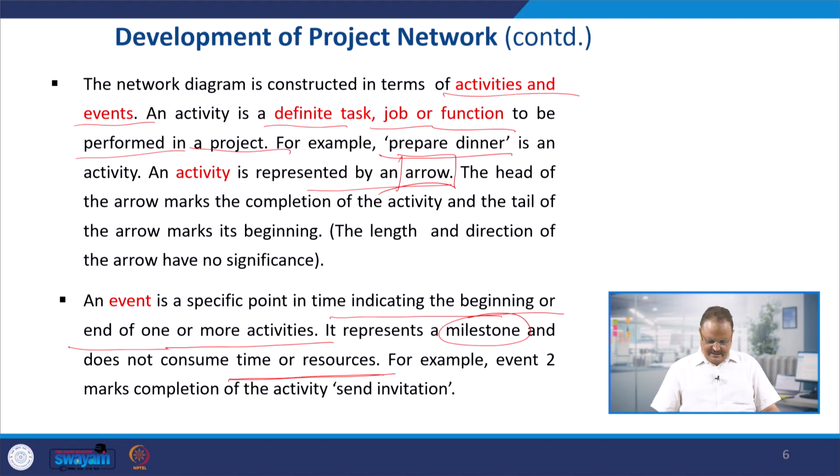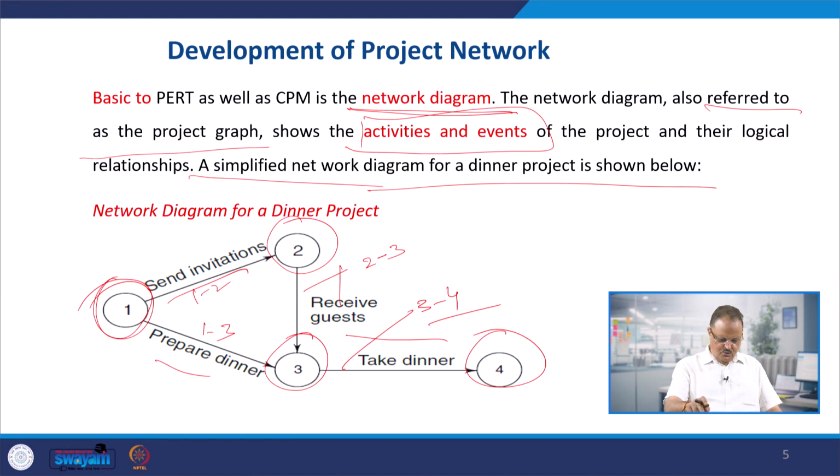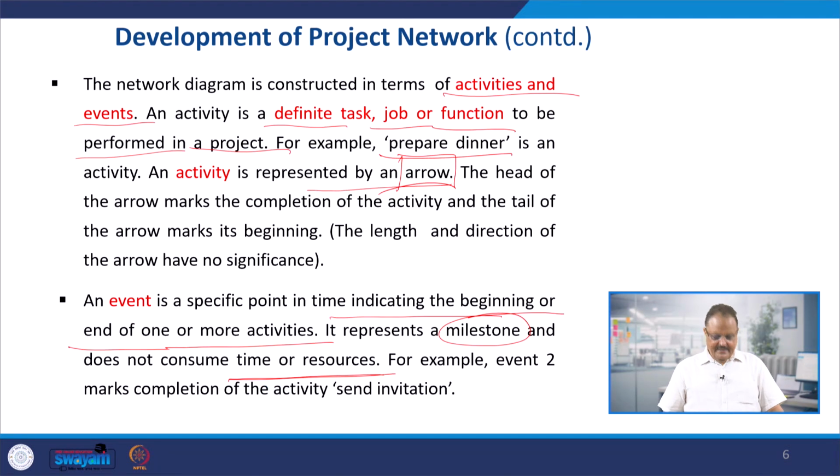For example, in our dinner project, that is event 2, right? When you talk about event 2, it means we have already completed the invitation sending. So we started with event 1, and at event 2 we completed the sending of the invitation. So event 2 marks the completion of the activity, send invitations. You should be very clear now what is an activity and what is an event, right?